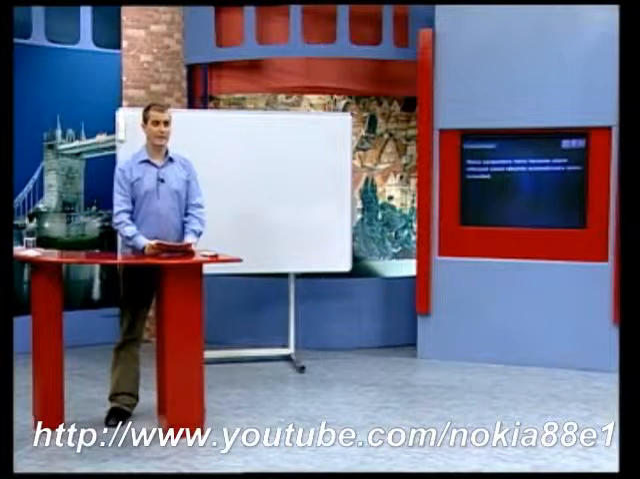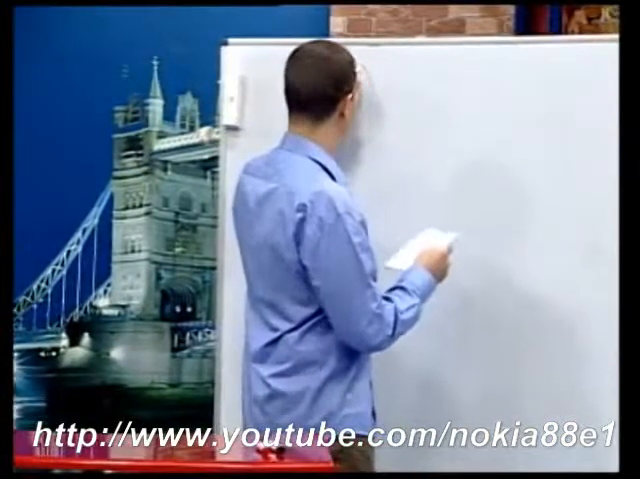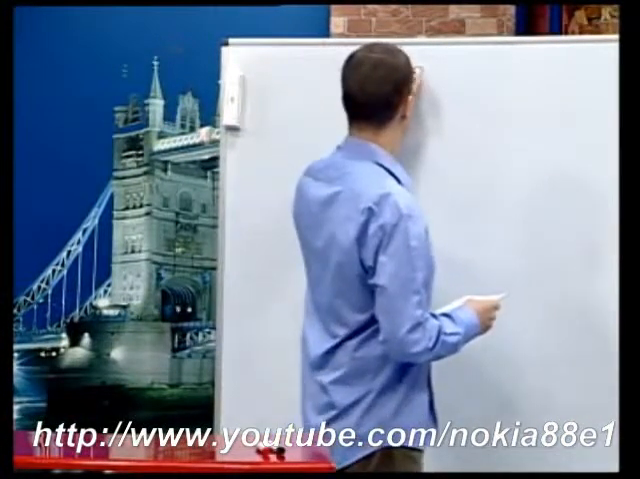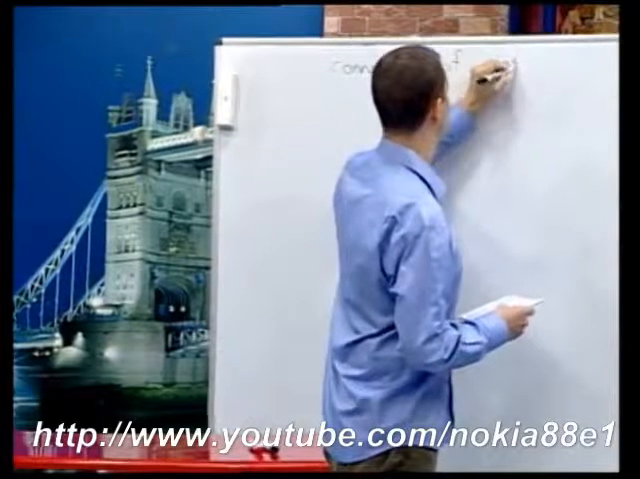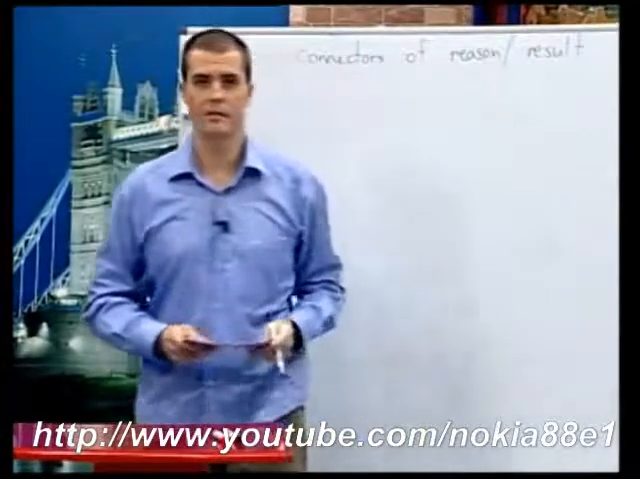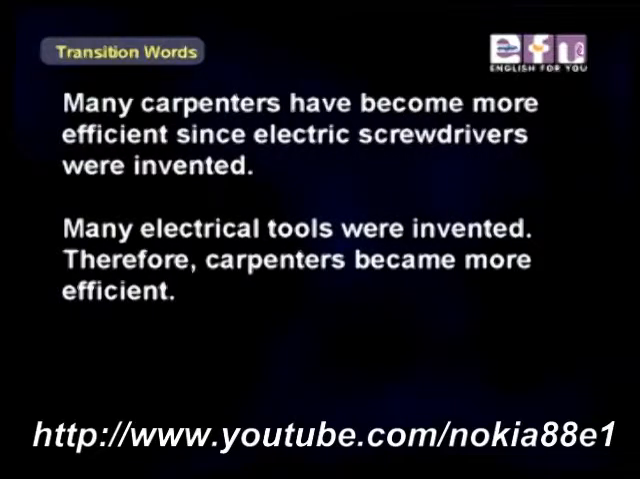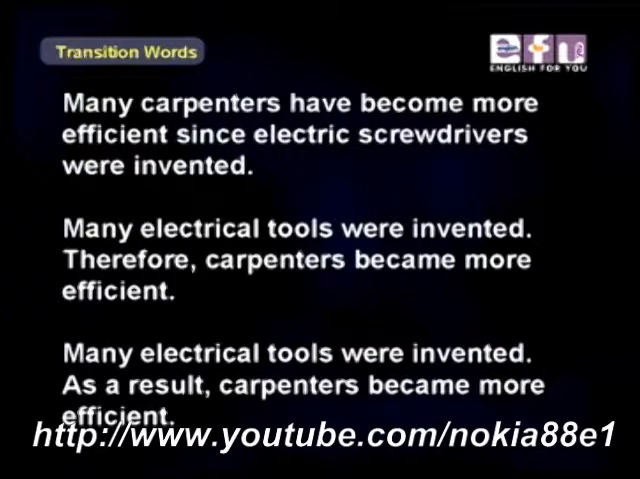And now let's look at connectors of reason and result. Here are some example sentences for you. Many carpenters have become more efficient since electric screwdrivers were invented. Many electrical tools were invented; therefore, carpenters became more efficient. Many electrical tools were invented. As a result, carpenters became more efficient.